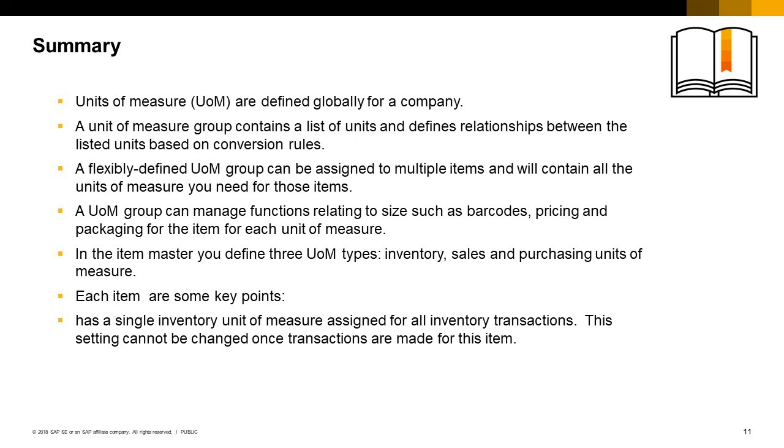A unit of measure group assigned to an item can manage functions relating to item size such as barcodes, pricing and packaging for the item relating to each unit of measure within the group. In the item master data we define 3 different types of unit of measure types: inventory, sales, and purchasing units of measure. An item may have multiple sales and purchasing units of measure. Each item has a single inventory unit of measure assigned for posting all inventory transactions. This setting cannot be changed once transactions are made for the item.